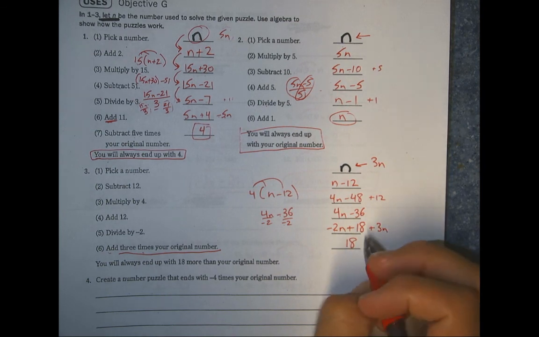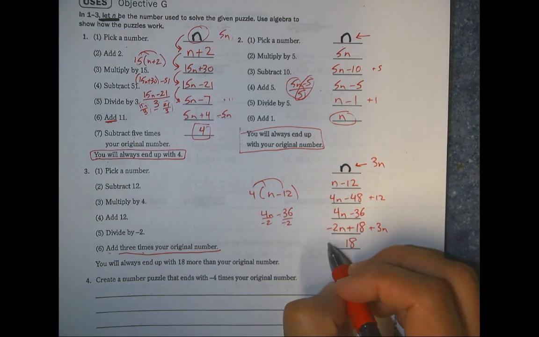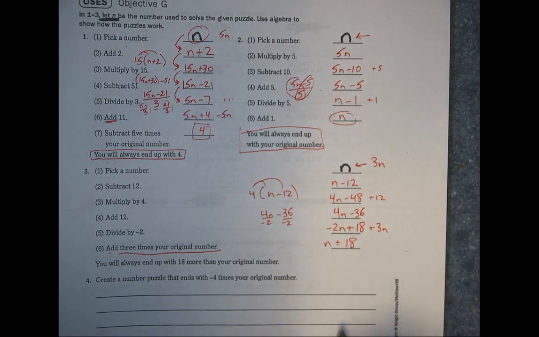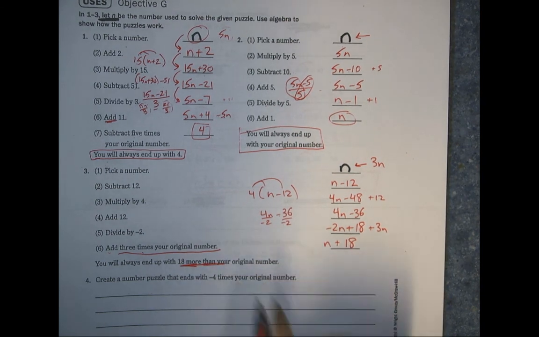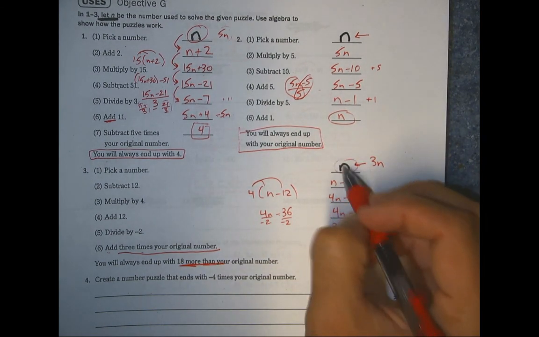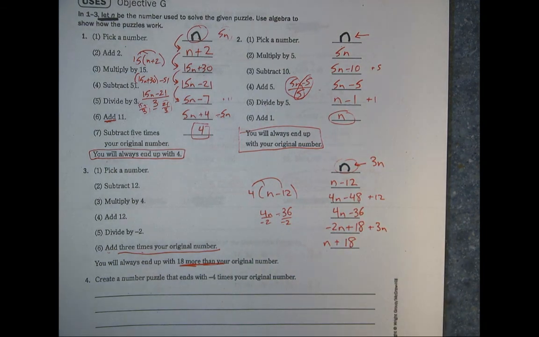Negative 2 plus 3 is a positive 1. They don't completely cancel out, so I still have an n, a positive 1n, and a positive 18. So I'm left with n plus 18. It says you will always end up with 18 more than your original number. 18 more than n is n plus 18.